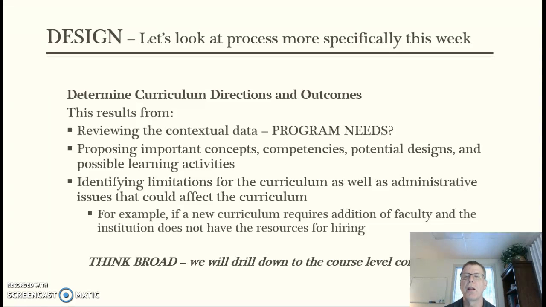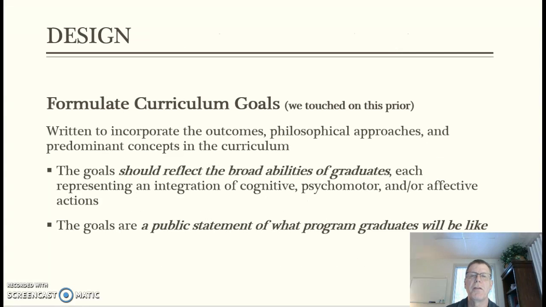So we're thinking broadly here in curriculum design. Again, like I said, next week we'll drill down more to the course level. But in all this, formulate curriculum goals. We touched upon this before, relative to a program. They include philosophical approaches, why we focus on that philosophy assignment, but they're really about the outcomes. What do we want our learners to achieve? The goals should reflect the broad abilities of grads, and they are basically a public statement of what the program graduates will be like when they do graduate, and hopefully they'll pass boards or certification exams. That's the big first step.